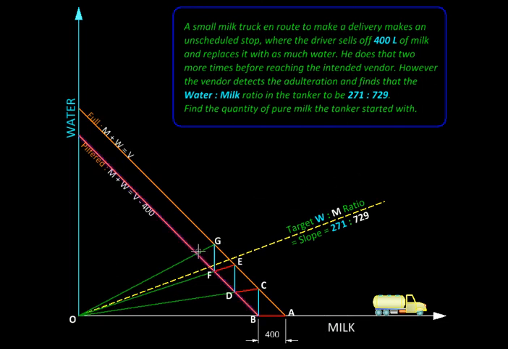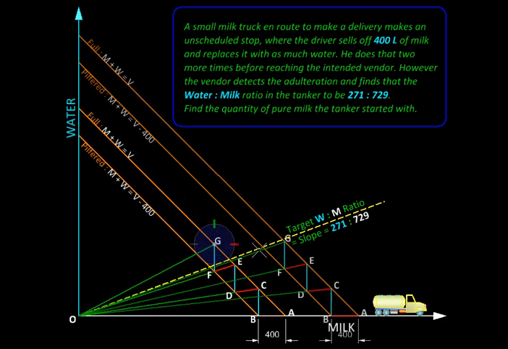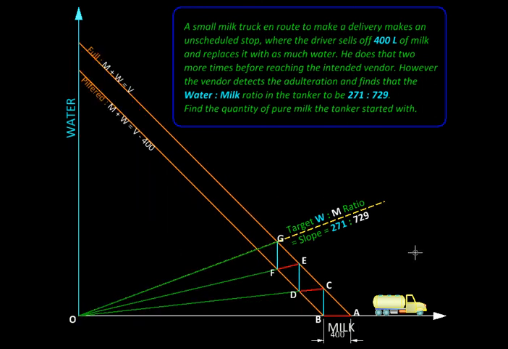So I'll take hold of this line OG and move it till it lies exactly on top of our ideal line like this. And now the problem is solved. The two slopes have matched. All that remains is measuring the distance from O to this full tanker position A, and that will give us the volume of the milk the tanker started with, 4000 liters.